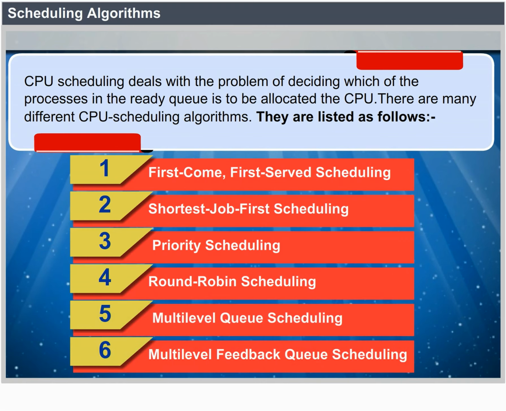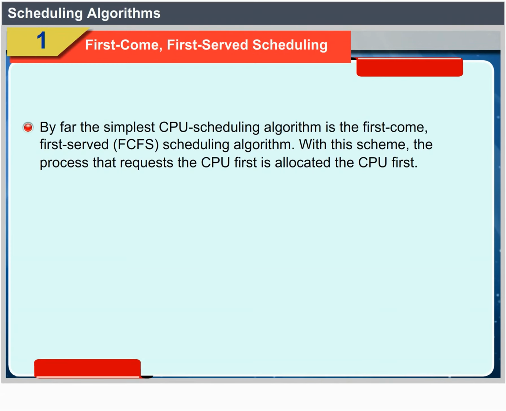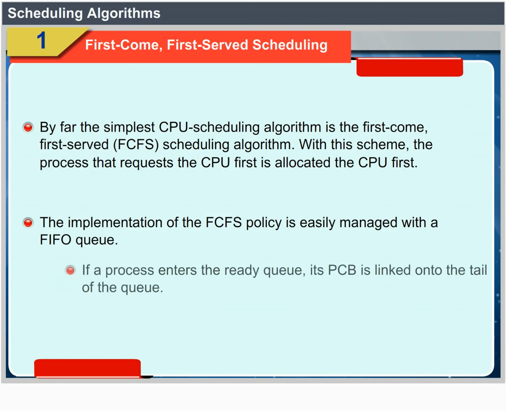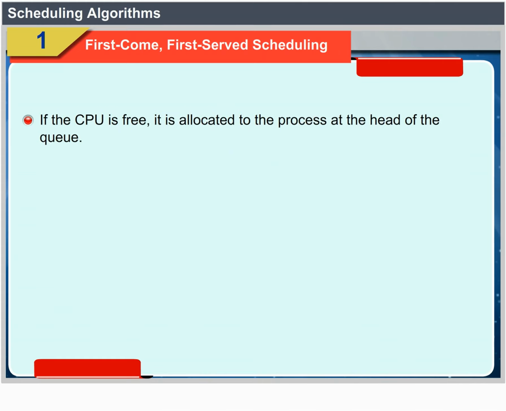First-come, first-served scheduling. By far, the simplest CPU scheduling algorithm is the first-come, first-served (FCFS) scheduling algorithm. With this scheme, the process that requests the CPU first is allocated the CPU first. The implementation of the FCFS policy is easily managed with a first-in, first-out queue. When a process enters the ready queue, its PCB is linked onto the tail of the queue. When the CPU is free, it is allocated to the process at the head of the queue. The running process is then removed from the queue.